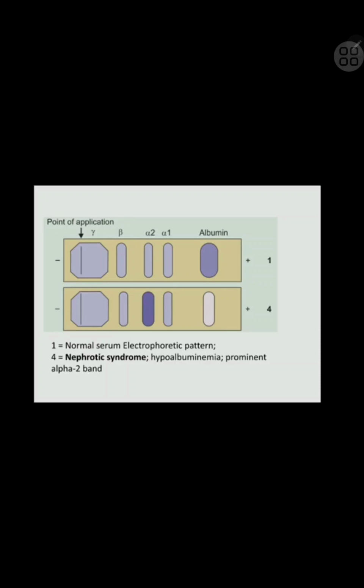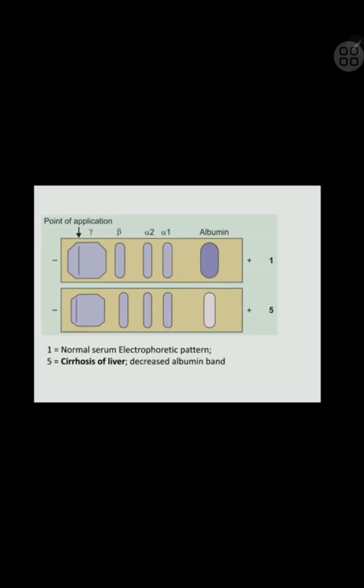Number 1 indicates the normal serum electrophoretic pattern. Number 4 is a case of nephrotic syndrome. In nephrotic syndrome, there may be severe hypoalbuminemia and also a prominent alpha 2 band. This is an electrophoretic pattern in case of cirrhosis of liver. In cirrhosis of liver, albumin is very much decreased. There is severe hypoalbuminemia, which is due to decreased synthesis of albumin in the liver.